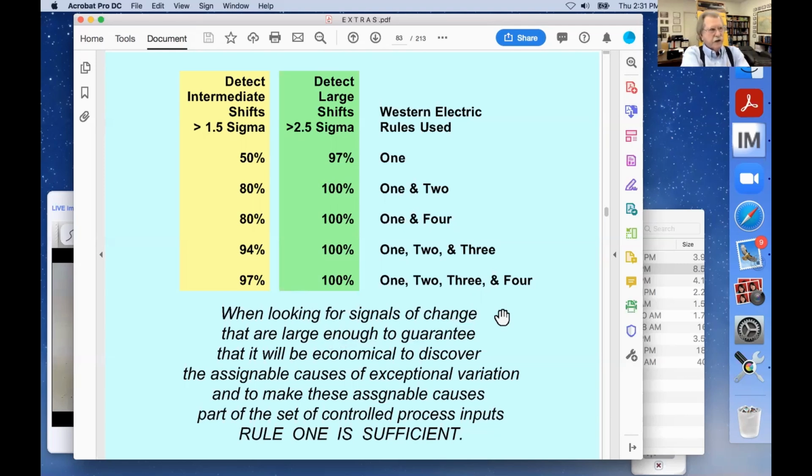Keep the other detection rules in your hip pocket. If you see a pattern, you see something that looks suspicious, you can pull them out. And if you qualify with Rule 2 or Rule 3 or Rule 4, you've got a hunting license, go hunt. But you don't need to use them routinely. Rule 1 is going to give you most of what you need. So go easy on the detection rules. That's why I say turn them off. Let your eye do the work.